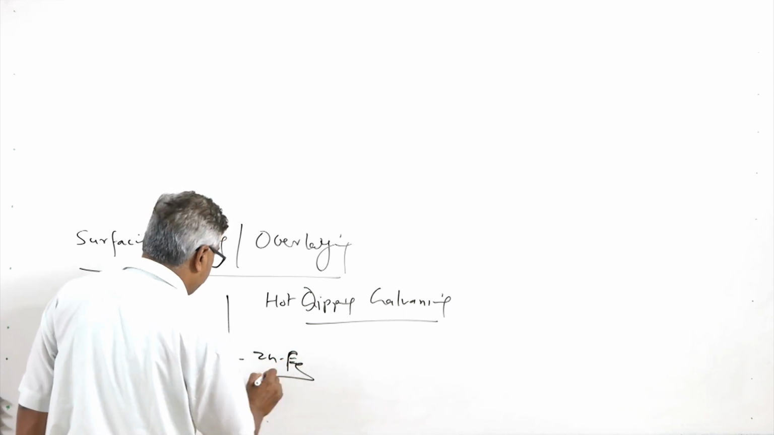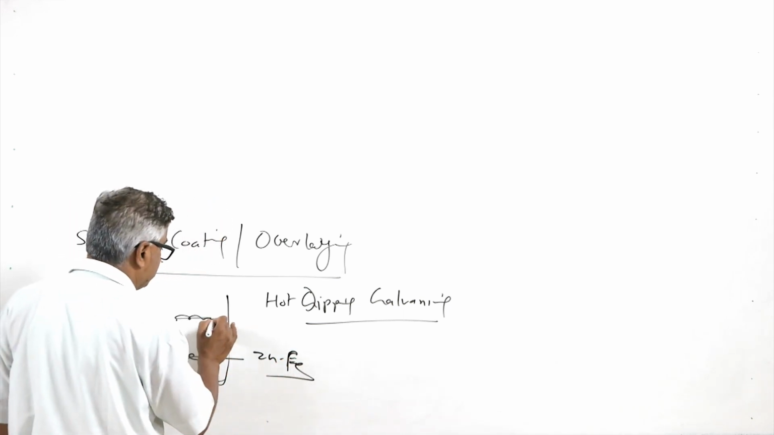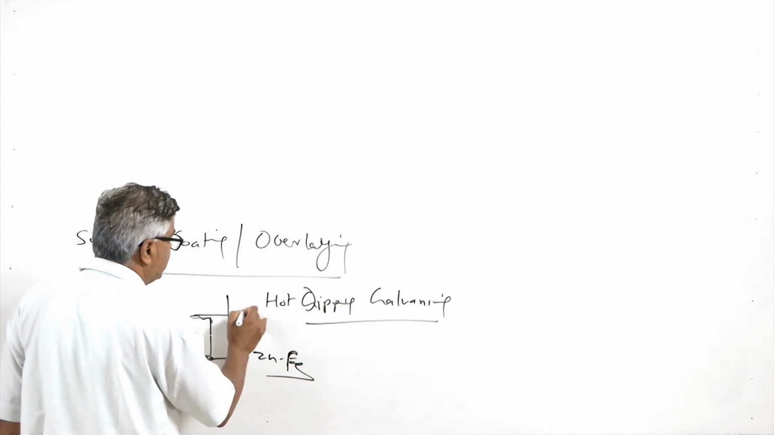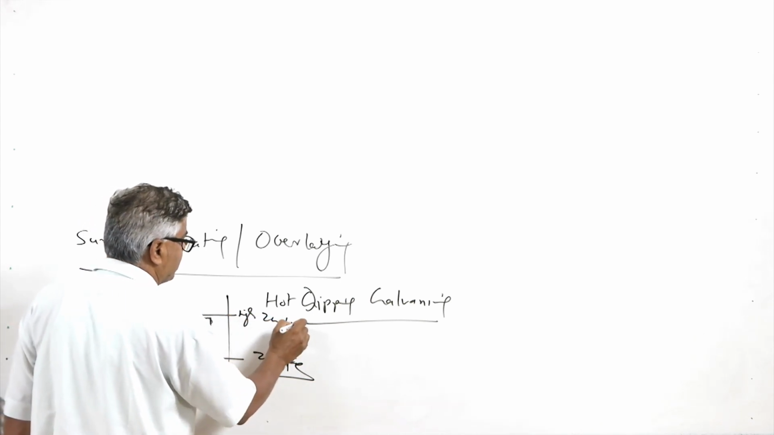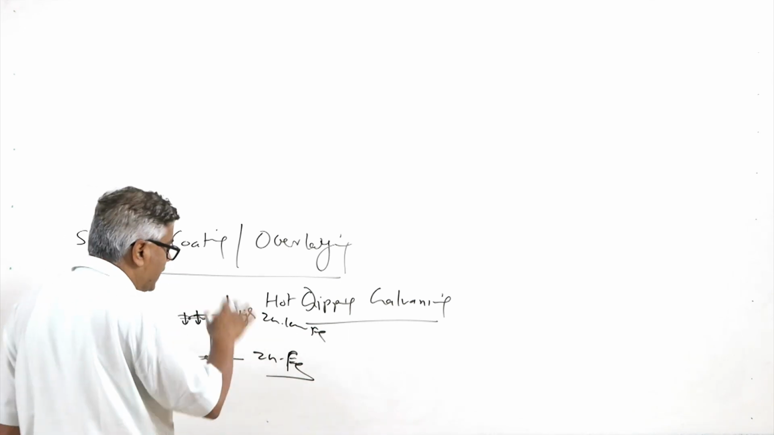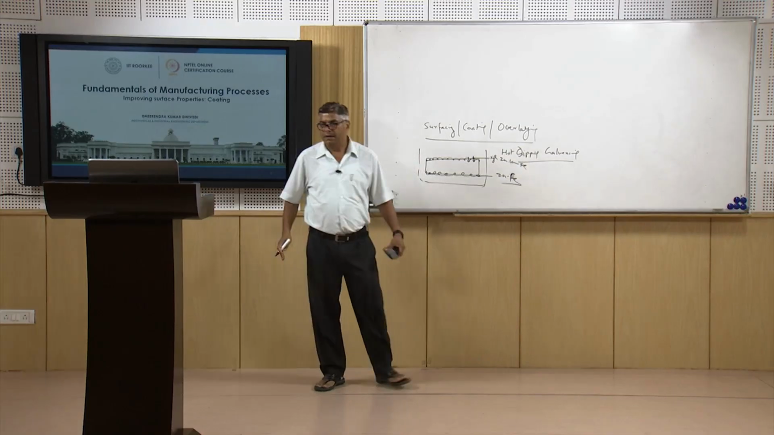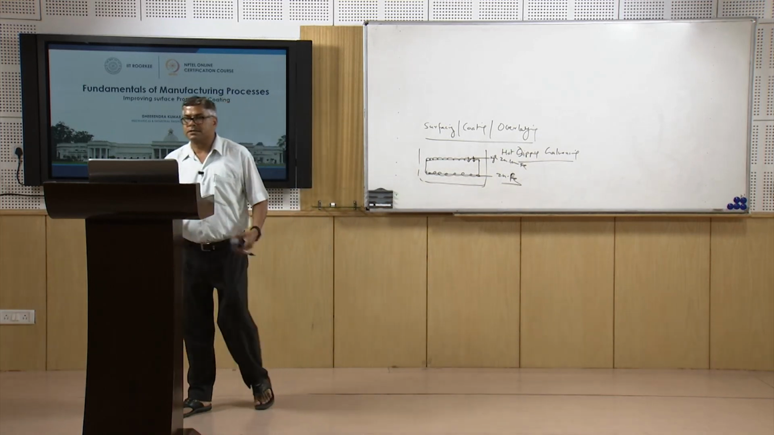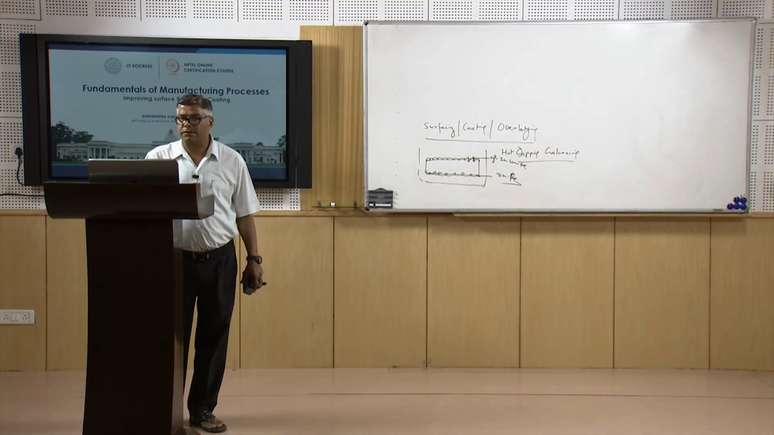So, at the surface it will have a higher concentration of zinc and less iron, and the zinc concentration will keep on decreasing with the increase of depth from the surface. This is what we can see at the surface.